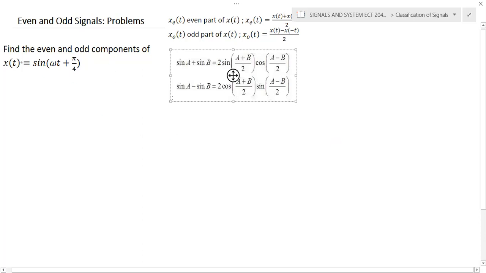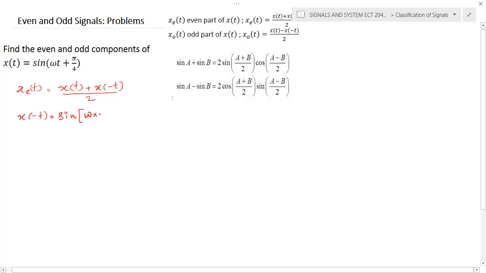Now we'll discuss the next question. Find the even and odd components of the signal x of t is equal to sine of omega t plus pi by 4. In order to find the even component, the formula will be xe of t is equal to x of t plus x of minus t by 2. And we already know x of t, so we need to find out x of minus t. X of minus t will be, we can replace t with minus t, so we can write sine of omega into minus t plus pi by 4.